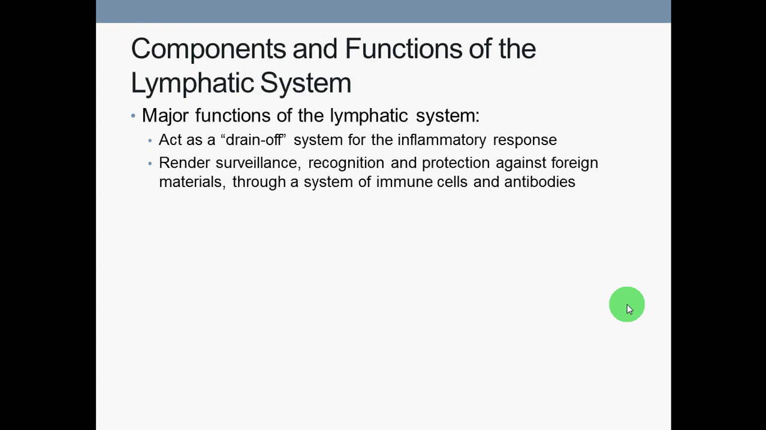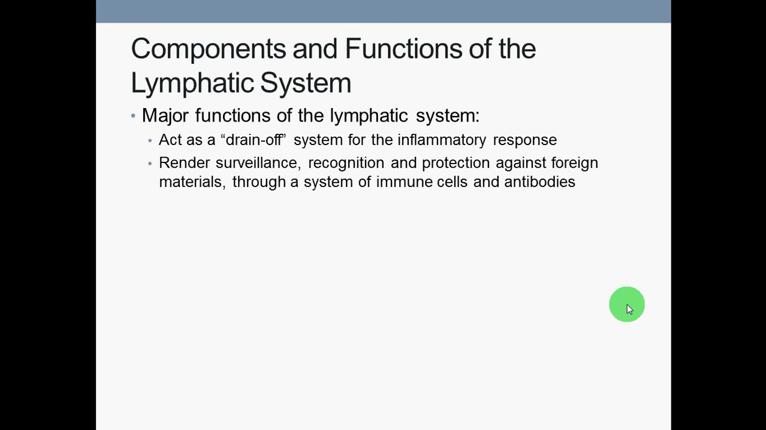Let's start off by talking about the lymphatic system. Its main purpose is to act as a drain-off system for the inflammatory response, which is what we're going to talk about in the second installment of innate immunity. It renders surveillance, recognition, and protection against foreign materials through a system of immune cells and antibodies.